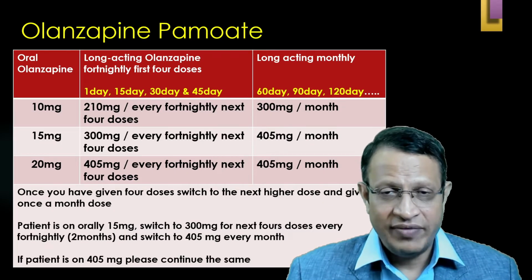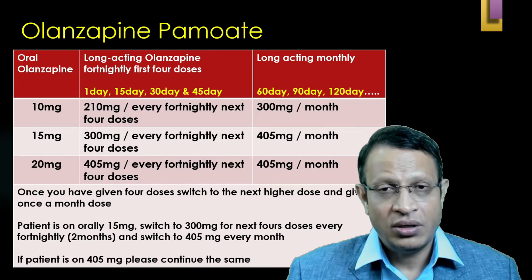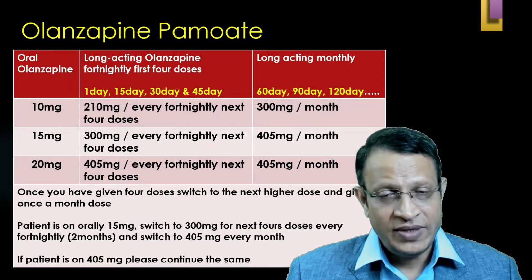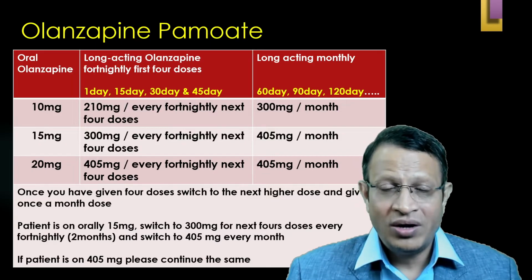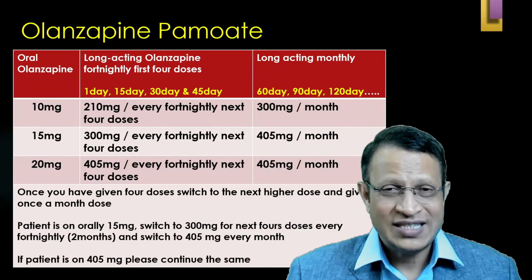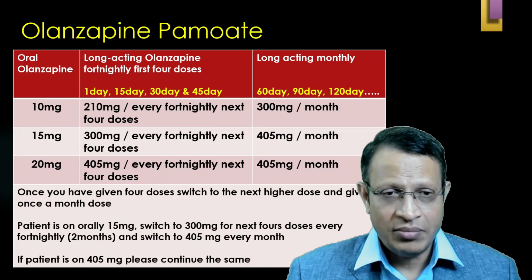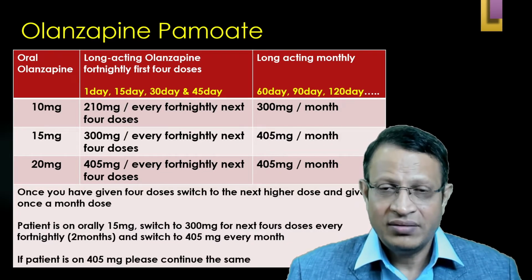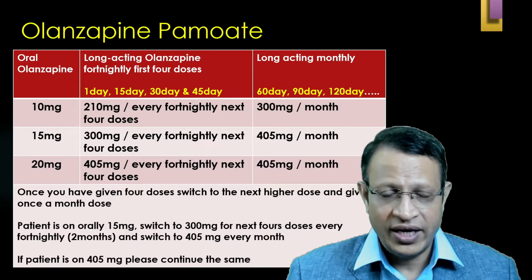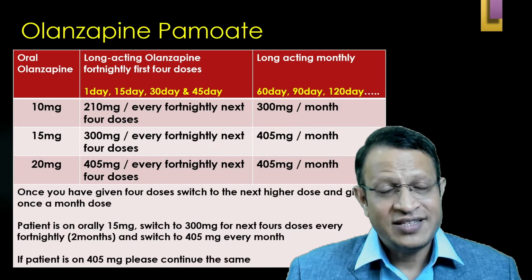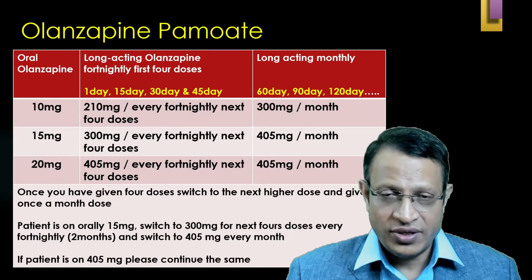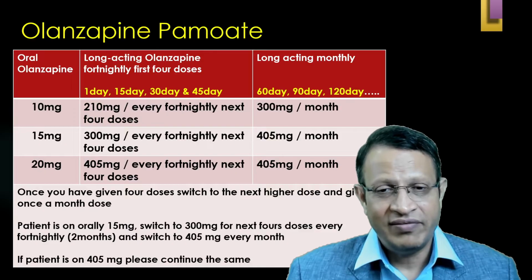Let's understand by example. If a patient is on 10 mg of oral olanzapine, you will stop that and give 210 mg olanzapine injection IM on the first day. You will repeat this on the 15th day, 30th day, and 45th day. The next higher dosage is 300 mg. From the 60th day onwards, every month we will give 300 mg.